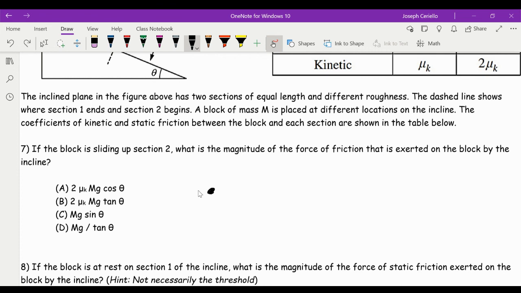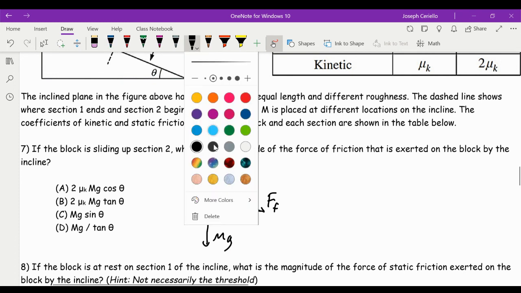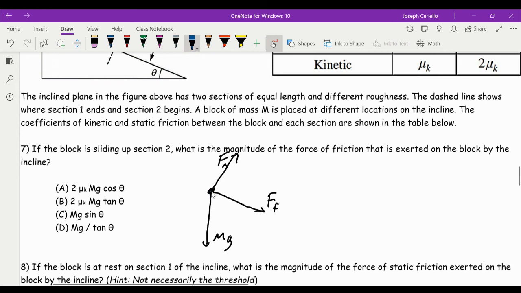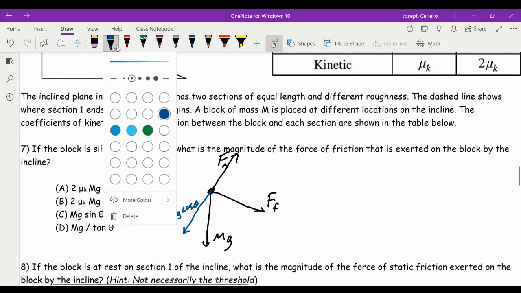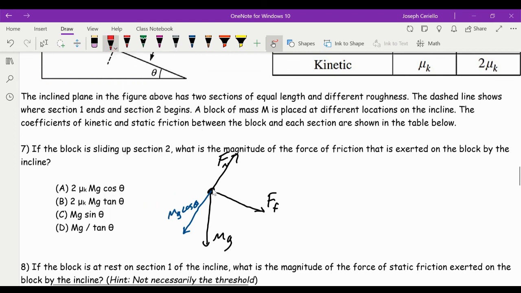We have, and I'm just going to abbreviate it a little bit, mg going down. It's sliding up the incline, so friction is pointing down the incline. And the normal force is going this way. So we have Fg perpendicular. This is going to be mg cosine theta. And we have mg sine theta.